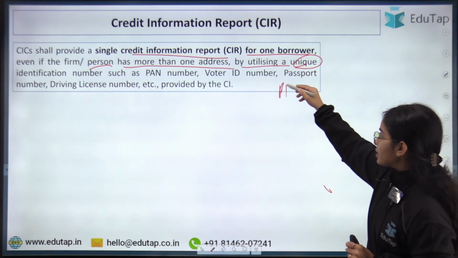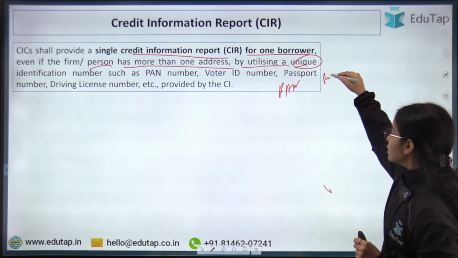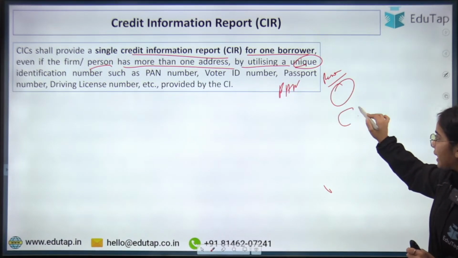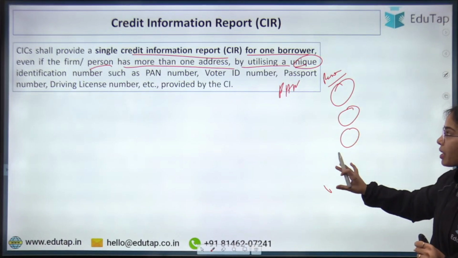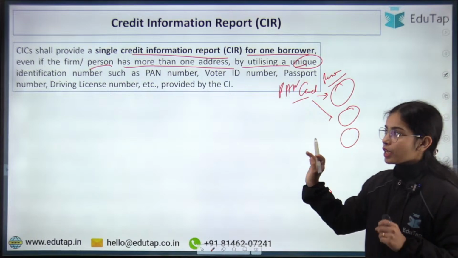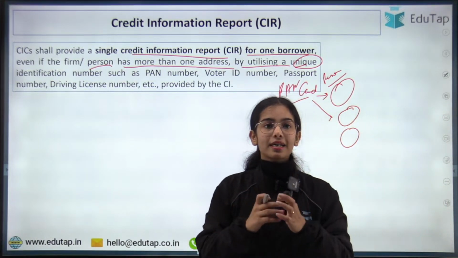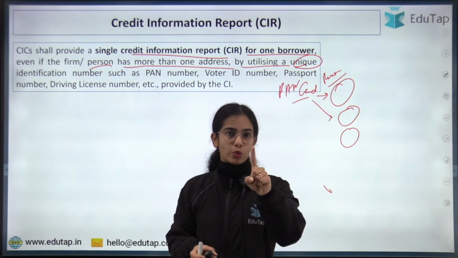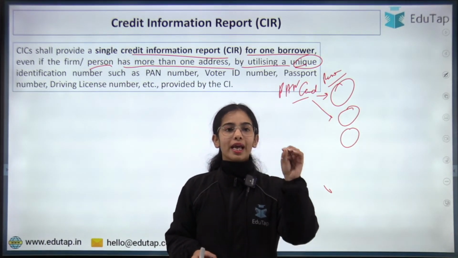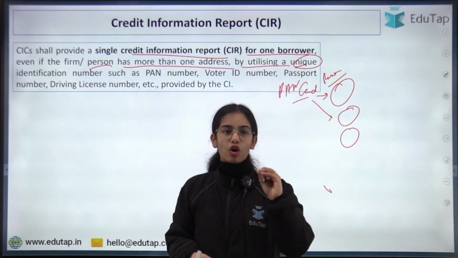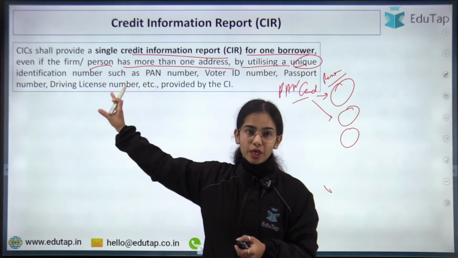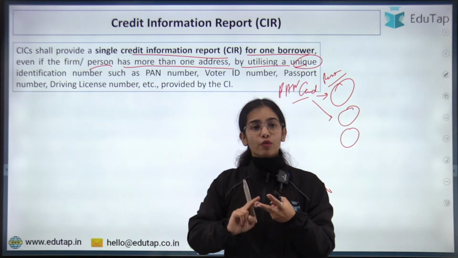So let's say PAN card. Let's say the person has taken loans at different addresses from different banks, but the PAN card that is connected with these loans is the same. So if there is one borrower, even if the person or the commercial entity has taken the loan at different addresses or more than one address, by utilizing a unique identification number like the PAN card, driving license, voter ID number.